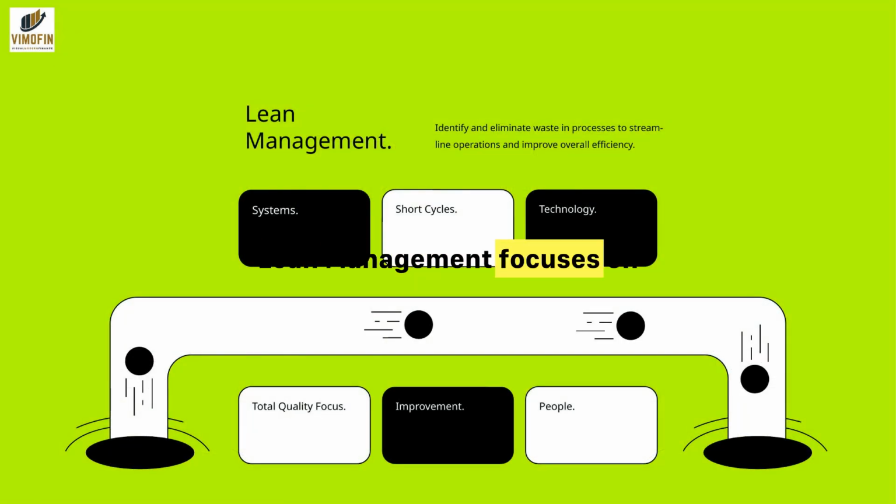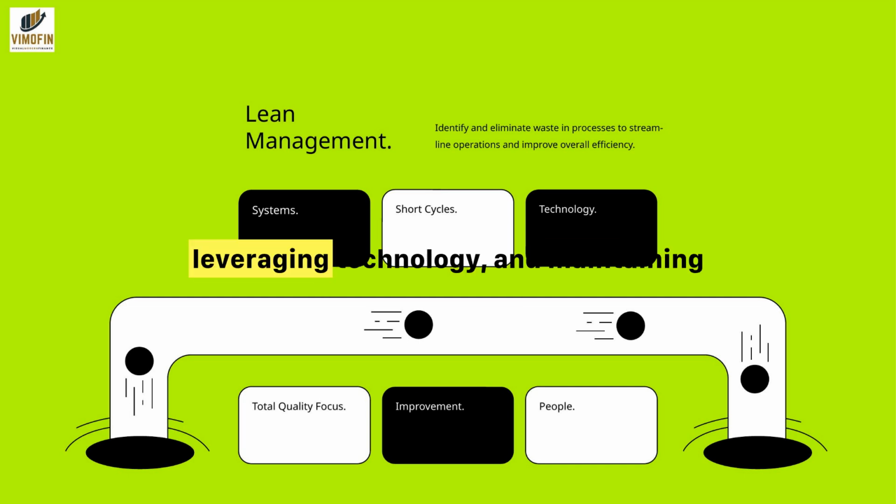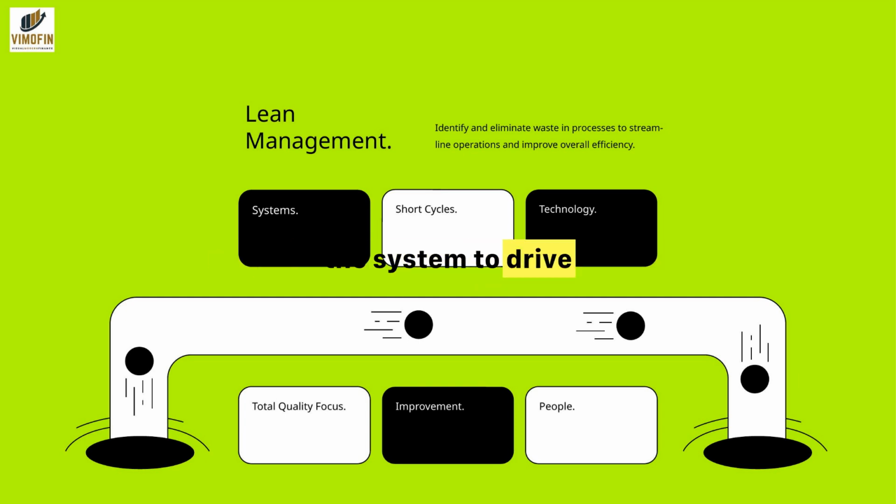Lean management focuses on identifying and eliminating waste to streamline operations and enhance efficiency. It emphasizes short cycles, leveraging technology, and maintaining a total quality focus. Continuous improvement is achieved by empowering people within the system to drive change and optimize processes.